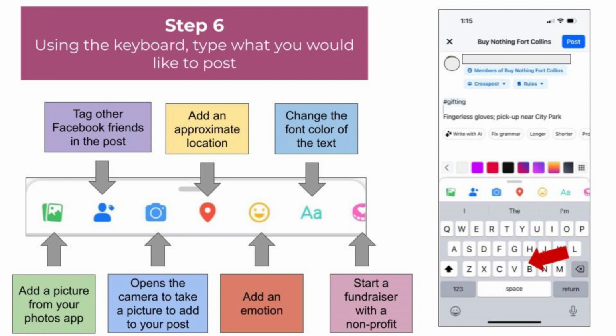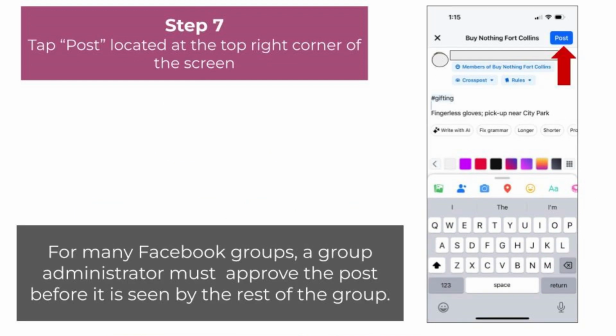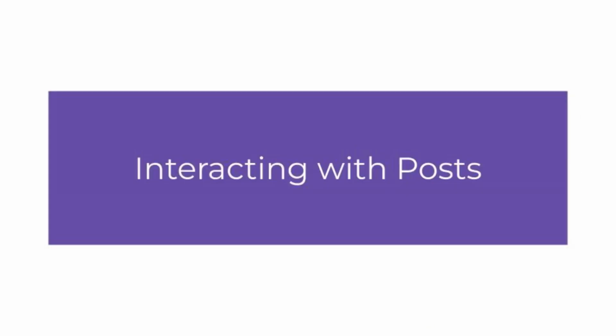You don't have to use any of these additional features to your Facebook post. Your Facebook post can be just text if you want. Once you are finished creating your post, tap on Post, located at the top right corner of the screen. For many Facebook groups, a group administrator must approve of the post before it is seen by the rest of the group. Next, let's take a look at how you can interact with people's posts.